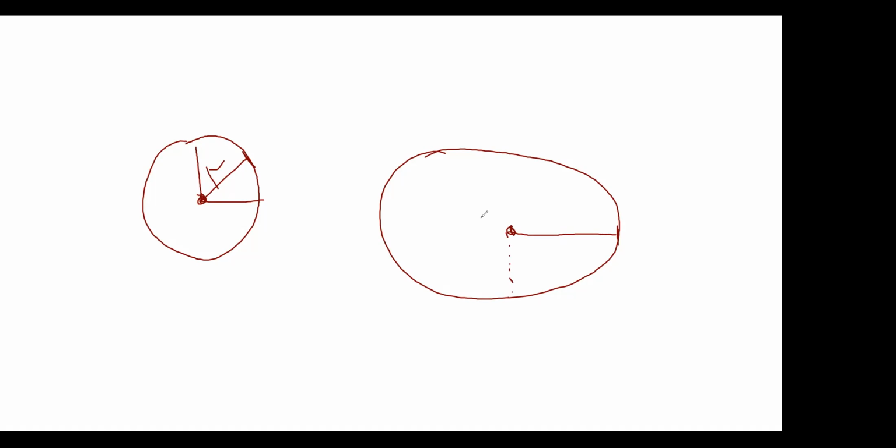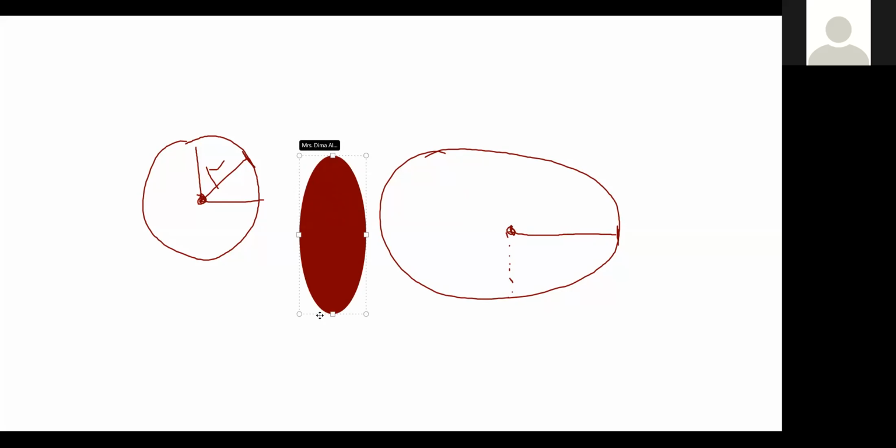A circle is a special ellipse, like this one. This is a circle. But if you now take this one and stretch it horizontally or vertically, you make an ellipse. So an ellipse is a circle that is stretched horizontally or vertically, only in one direction.